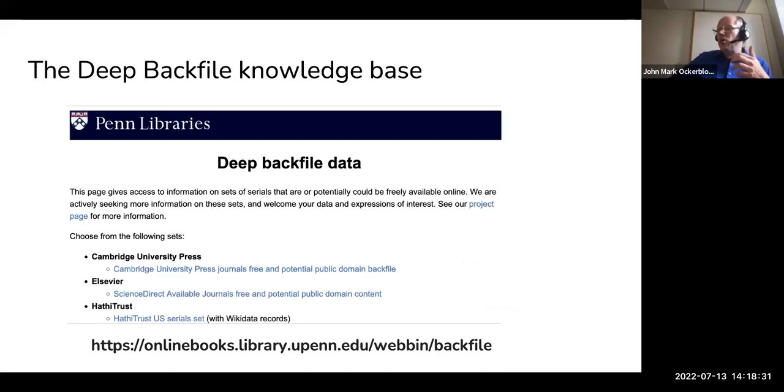Well, that tells us what serials and periodicals, I should say, have copyright renewals, but what about all the ones we're interested in that might not have? So another project we started sometime afterwards is something called the deep backfile. And what we decided to do here is we knew that there were a number of packages, bundles of serials that we were interested in.